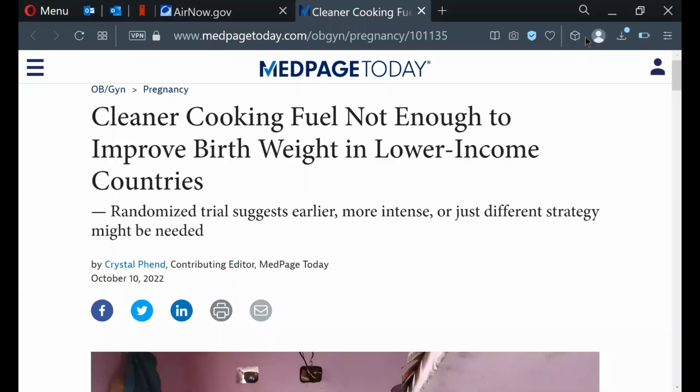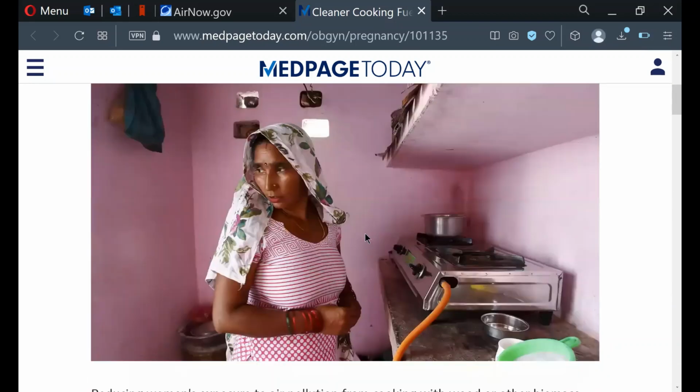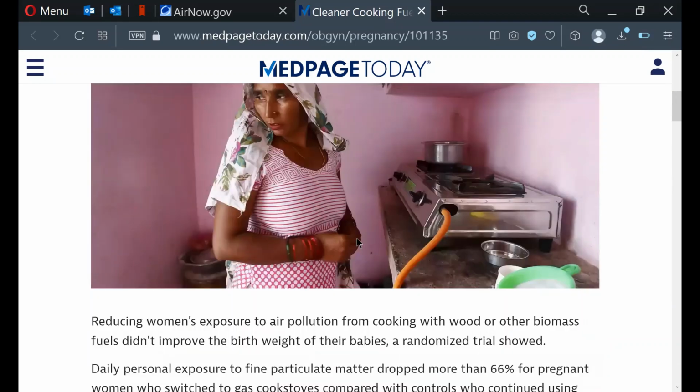So the other day online, I saw this article. It kind of just popped up. It's brand new. It's from October 2022. And it's about cooking fuel related to birth weight in low-income countries or lower-income countries. So here they're talking about the women's exposure to air pollution from cooking with wood or other biomass fuels while they're pregnant, having an impact on birth weight.